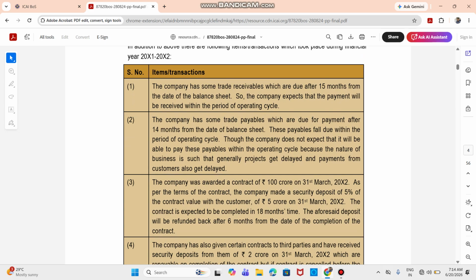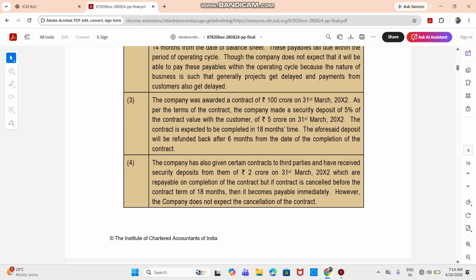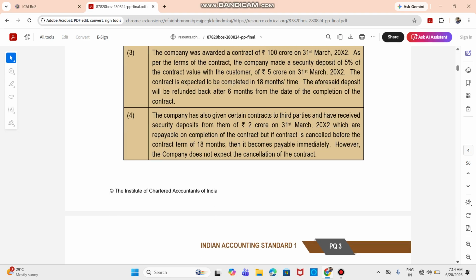As per the terms of the contract, the company made a security deposit of 5% of the contract value. The contract is expected to be completed in 18 months. Therefore, the deposit will be refunded after 6 months from the date of completion of the contract. Next, the company has given certain contracts to third parties and received security deposits. In this case, the company does not expect the cancellation of the contract.